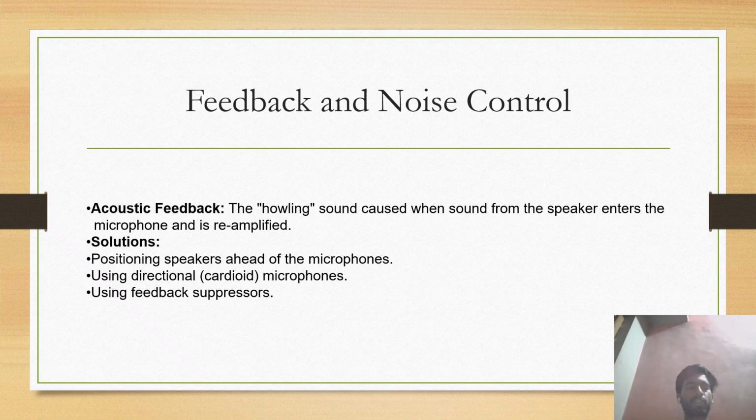The microphone picks up the sound from the speaker, sends it to the amplifier, which sends it back to the speaker, creating a loop. As engineers, we solve this by using directional microphones or by placing speakers in front of the microphone's pickup zone. Solutions: positioning speakers ahead of the microphone, using directional microphones, using feedback suppressors, and avoiding two microphones interacting. It is also one of the solutions.